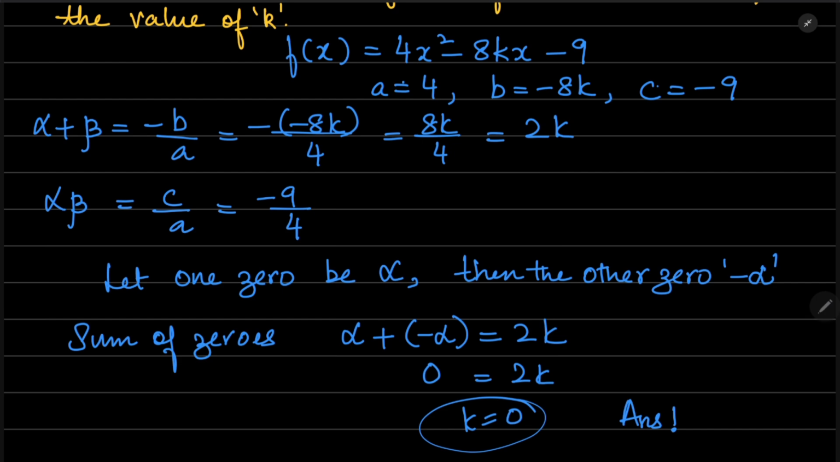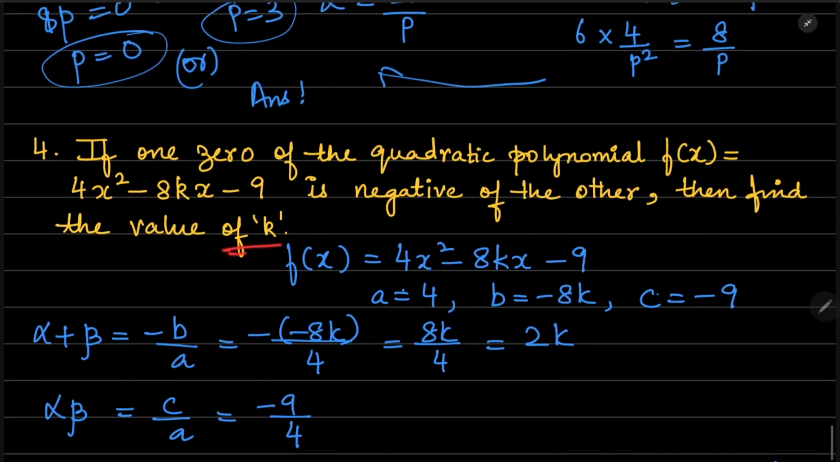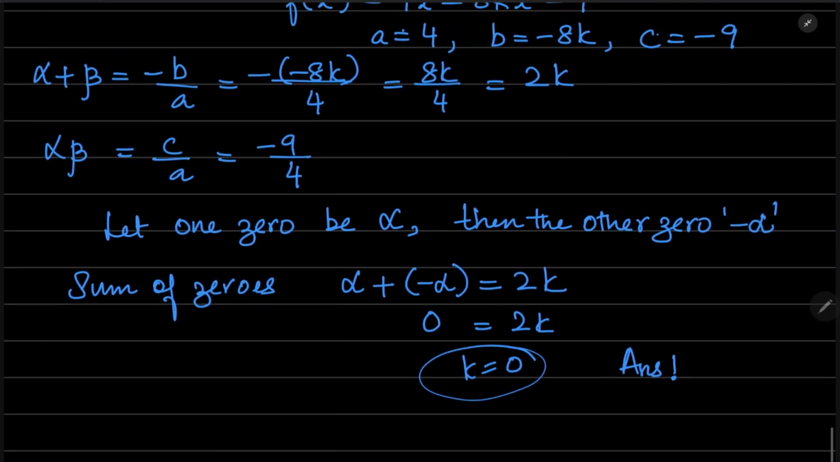Why am I not going to take the product? Because the product does not have k at all in it. So you are only asked to find the value of k, and k is involved in the sum of the zeros. So we are just calculating the sum. So k is equal to 0 is the answer.